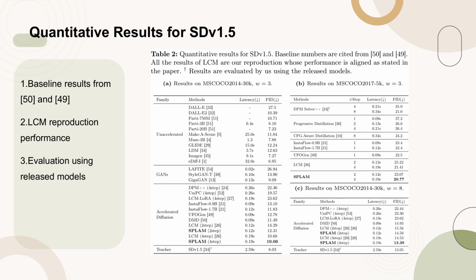Table 2 presents the quantitative results for the SDv1.5 model. The baseline numbers for comparison are cited from 50 and 49. All the results of LCM are our reproduction, ensuring that the performance aligns with the stated criteria in the paper. Additionally, results marked with an asterisk are evaluated by us using the released models. This table provides a comprehensive view of the model's performance against established baselines and our reproduced methods.